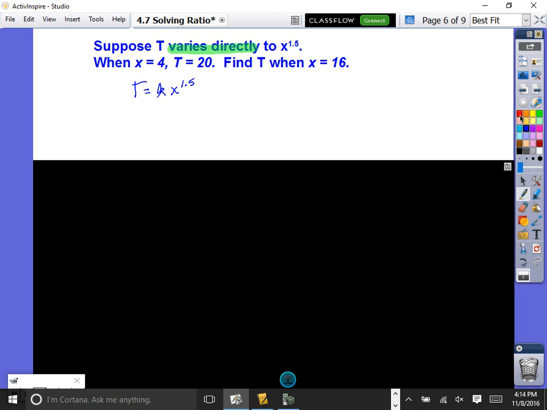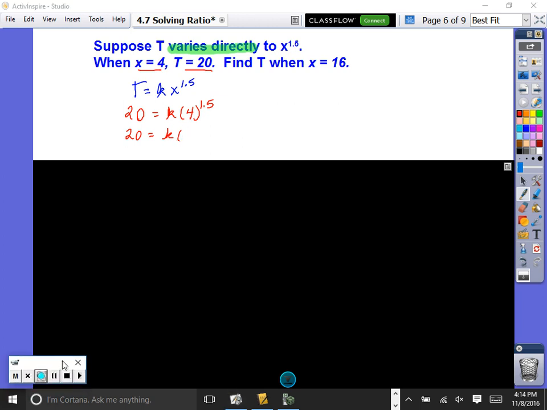Now we can substitute in 4 for x and 20 for t to solve for our constant of variation. So 20 equals k times 4 to the 1.5. That's 20 equals k times 8. Divided by 8, 4 goes into both those, so we get 5 halves. So k is 5 halves, or 2.5.